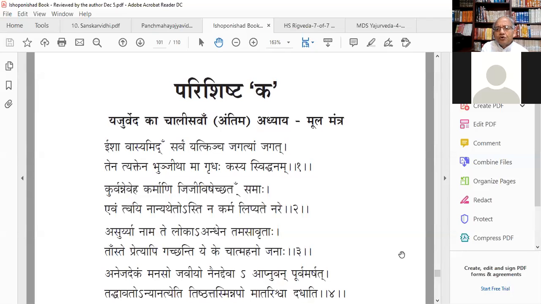But I want to show you other Ved mantras that come in what is called the Purush Sukta. Purush Sukta is very famous. Rigved 10th Mandal and 90th Sukta.